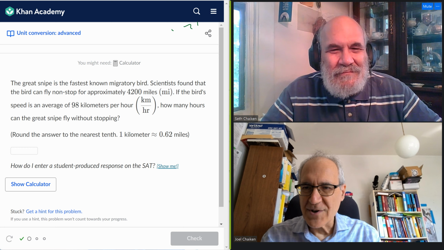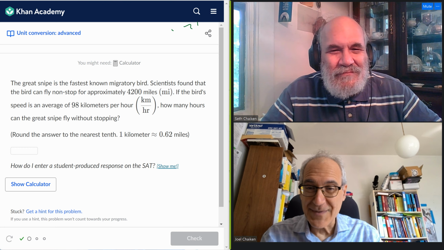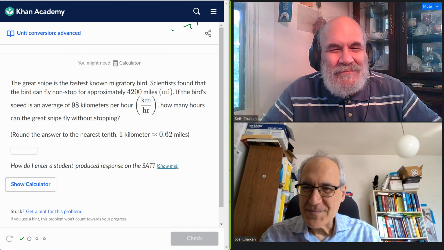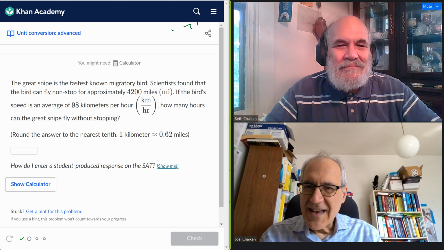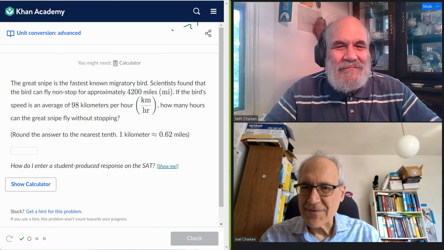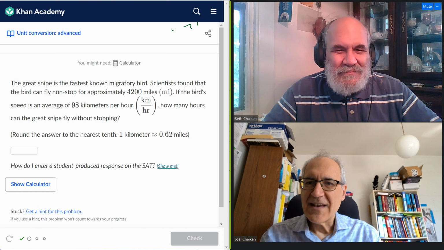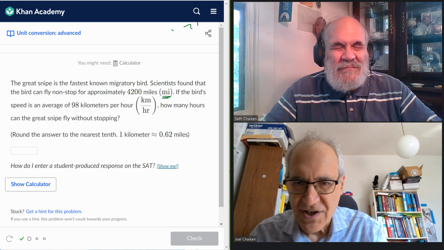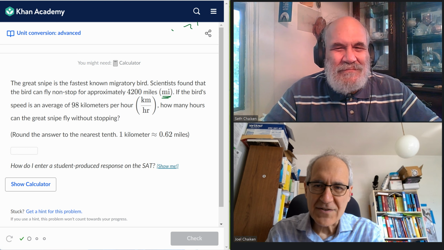Scientists found that the bird can fly nonstop for approximately 4,200 miles. Whoa! If the bird's speed is an average of 98 kilometers per hour. Wow, that's fast. How many hours can the great snipe fly without stopping? And it goes to go for 4,200 miles.